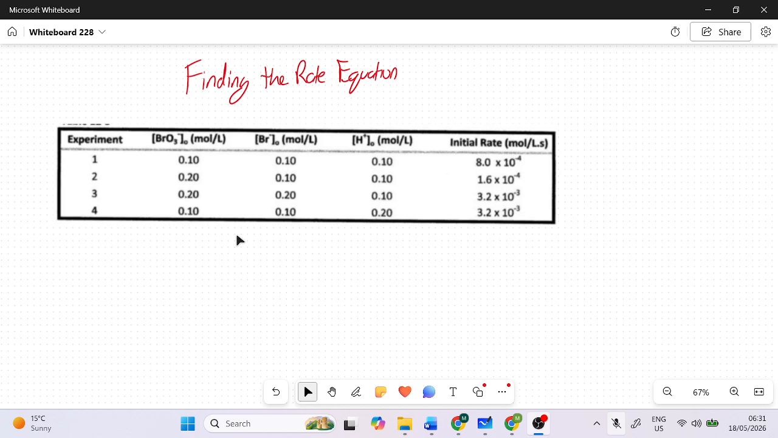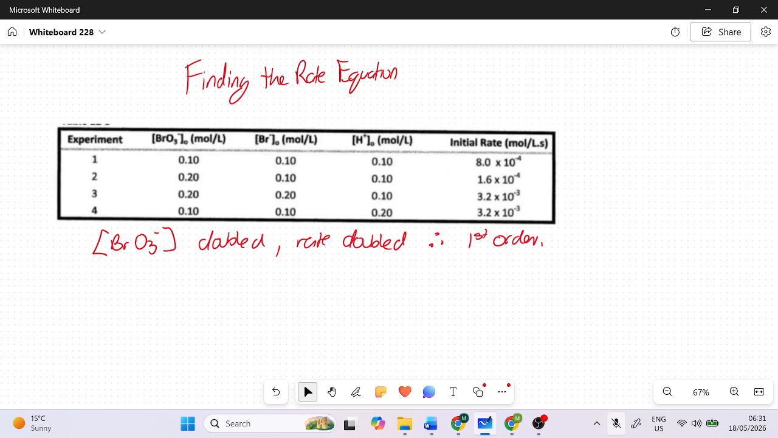So, when we take a look at this data that we have in front of us, we see that between experiment 1 and experiment 2, the bromate, BrO3 minus, doubled in concentration. The rate doubled as well. So BrO3 minus doubled, rate doubled. Therefore, this would be first order.